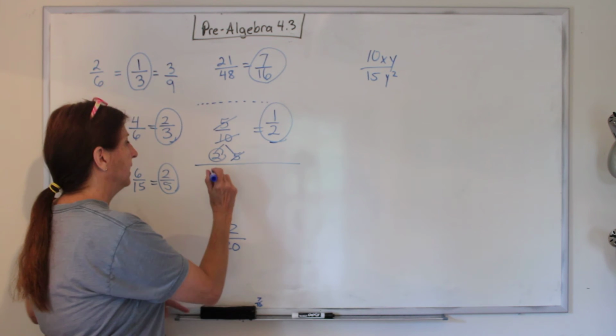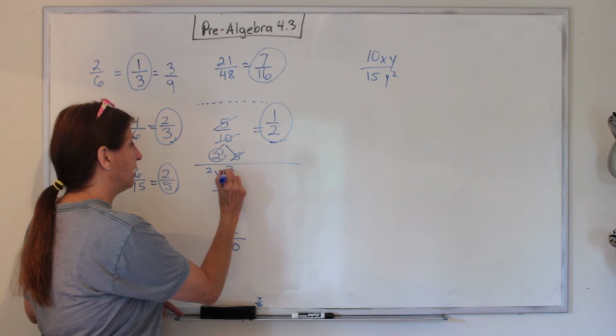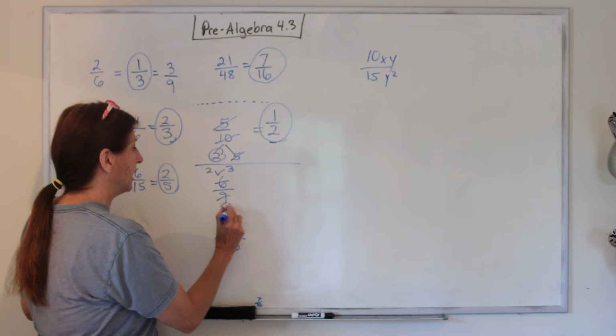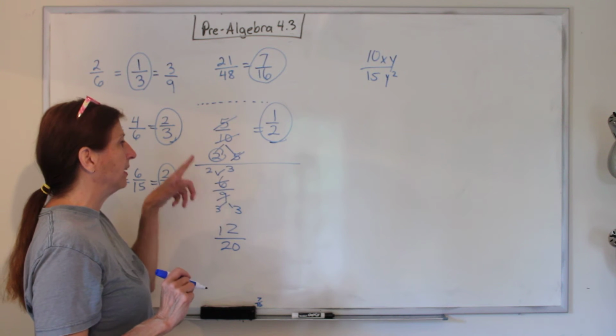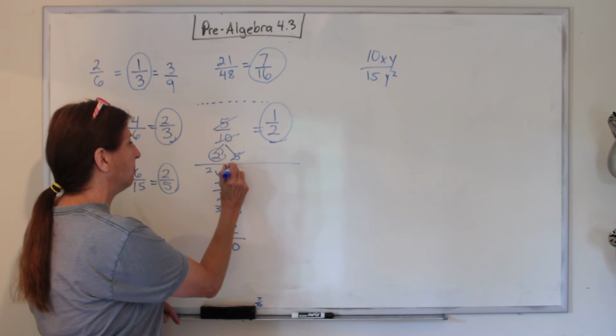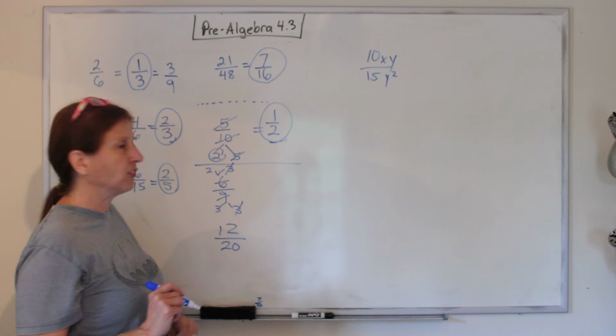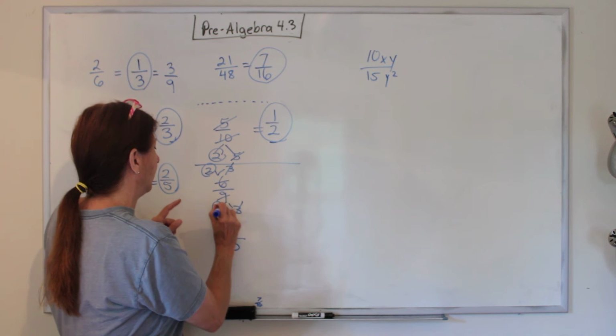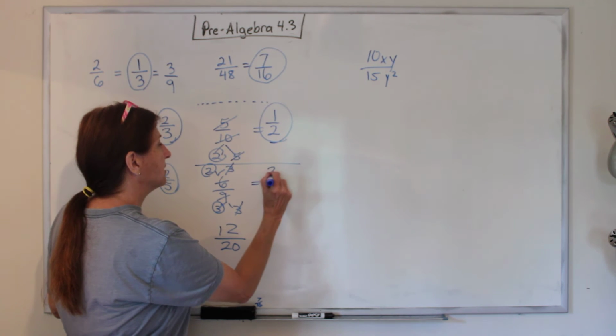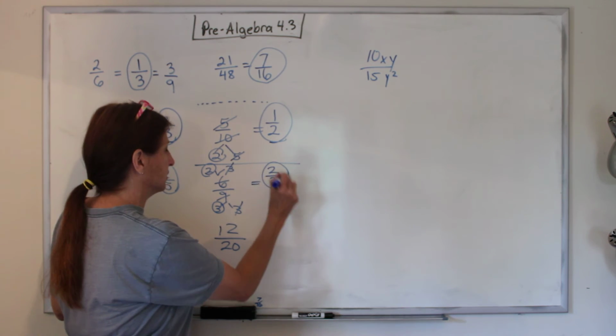Let's do it again. 6 is made out of 2 times 3. 9 is made out of 3 times 3. Do we have anything in common in the numerator and the denominator? Yep, 3's. So I cancel them out, and I'm left with a 2 in the numerator and a 3 in the denominator. So the answer is 2/3.